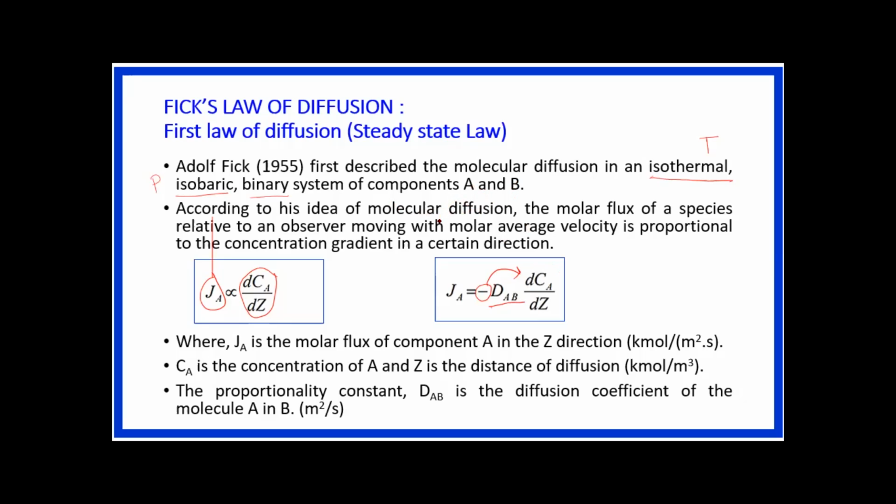Now JA is the molar flux of component A, DAB is the diffusivity, and dCA by dZ is the concentration gradient. If you observe the units, DAB is meter square per second. The concentration of CA is kilomole per meter cube, and the unit of Z is meter. So from the meter square and meter cube, meter square is cancelled, and now the unit becomes kilomole per meter square second. So this is the unit of JA, that is the molar flux of component A.